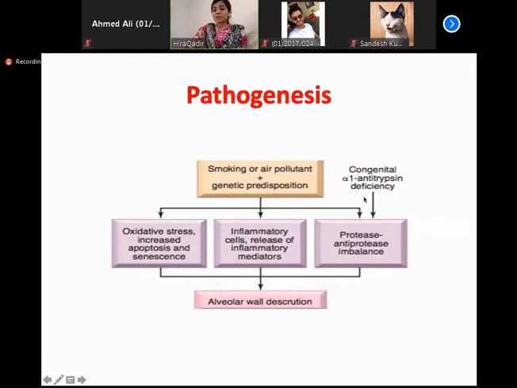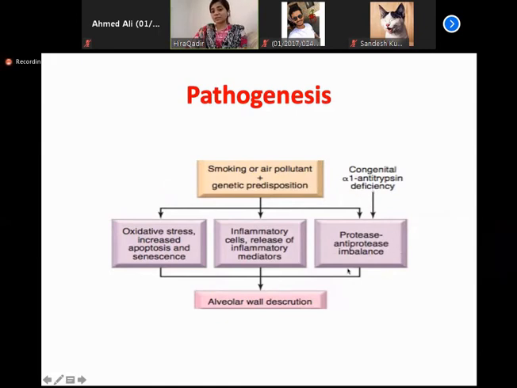Whenever there is a congenital deficiency of alpha 1 antitrypsin, there is an increased chance of the patient having emphysema at a young age. If a patient is a chain smoker, they might develop emphysema late in life. But if someone has congenital alpha 1 antitrypsin deficiency, they might develop emphysema earlier in life. So there is a protease and antiprotease imbalance, because in our body there is a deficiency of antiprotease. This is the congenital cause, alpha 1 antitrypsin deficiency.